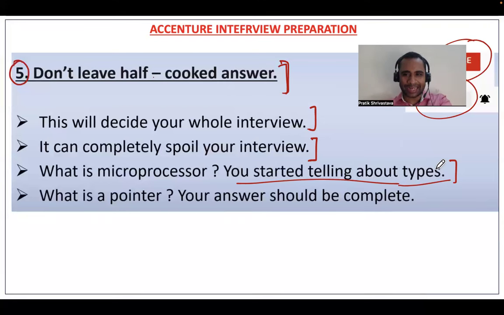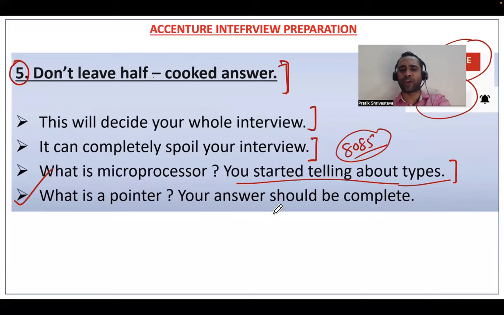You don't have to go and tell the types of the microprocessor. Otherwise he will ask, so tell me, explain. Suppose you say that these are the types, and you are not very sure about that, so 8085 or whatever. Now they'll ask what is 8085, where it is used. A lot of questions can be asked, right?